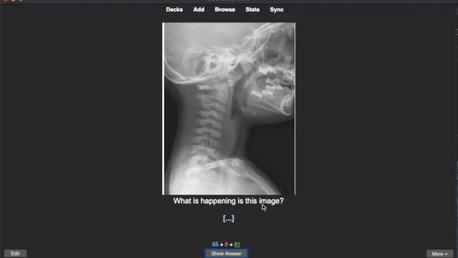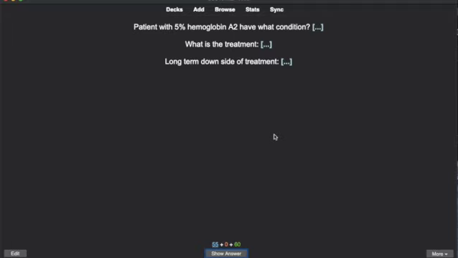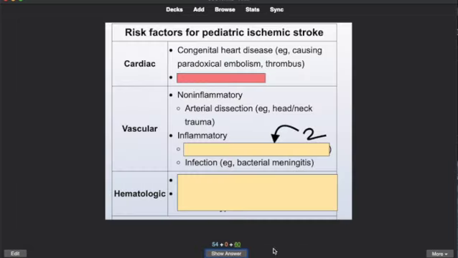What is happening in this image? It's this thing. Retroperitoneal abscess. Retropharyngeal abscess. Yes. Boom. Another image from UWorld. Patient with 5% hemoglobin A2. Oh, yes. This A2, that's beta thalassemia. What is the treatment? It's blood transfusions. Long-term side effect is you need the chelating agents because of iron overload. Look at that. Boom.